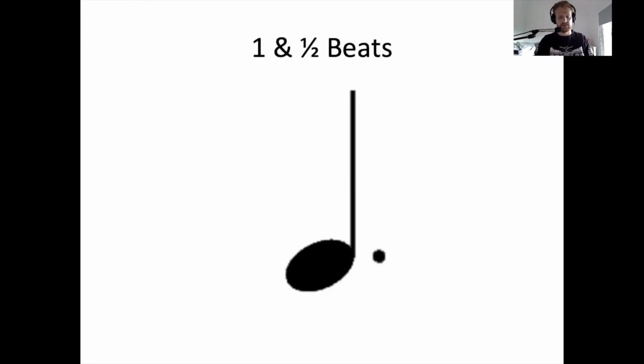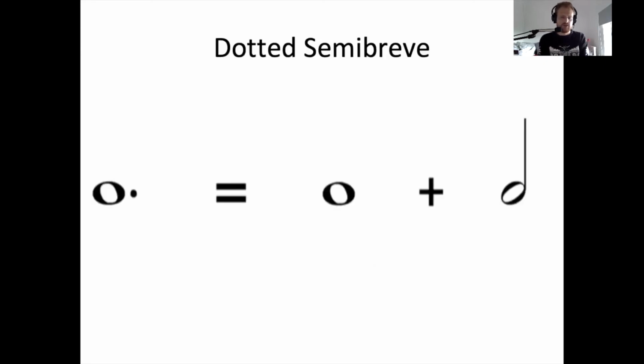Let's have a look at another example. We've got a dotted semibreve. A semibreve is worth 4 beats. So with a dot after it, that's half its value again, half of 4 is 2. So we're going to be looking for 4 plus 2 equals 6. So a dotted semibreve equals 6 beats in total.